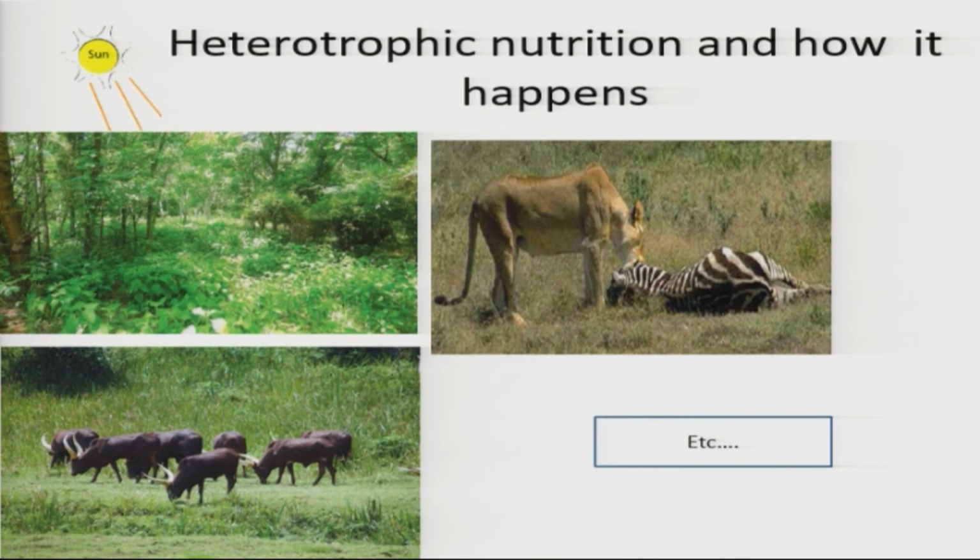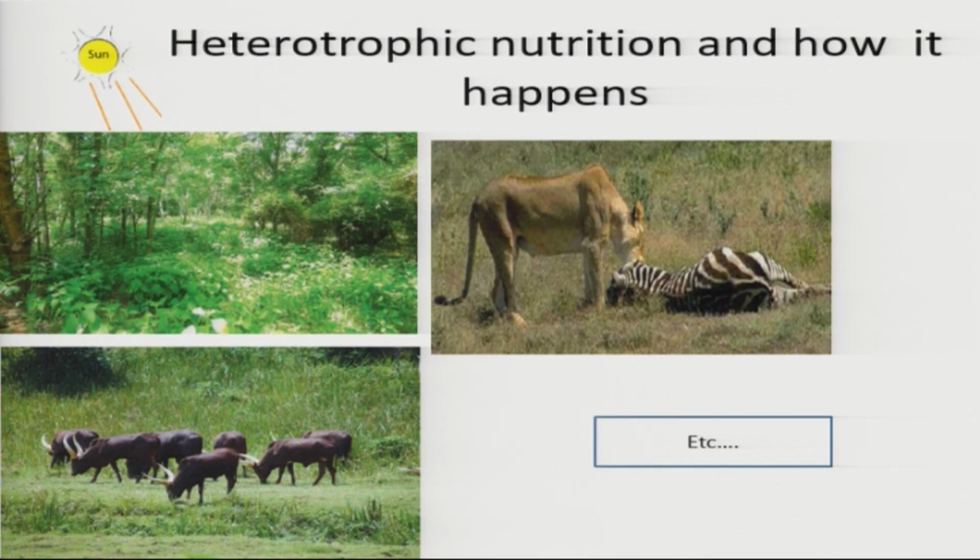When you look at those animals eating the zebra, it is also a carnivore, it can't make its food. It feeds on another animal. What does it mean? It means that it is not able to make its own food. So it is a heterotroph.